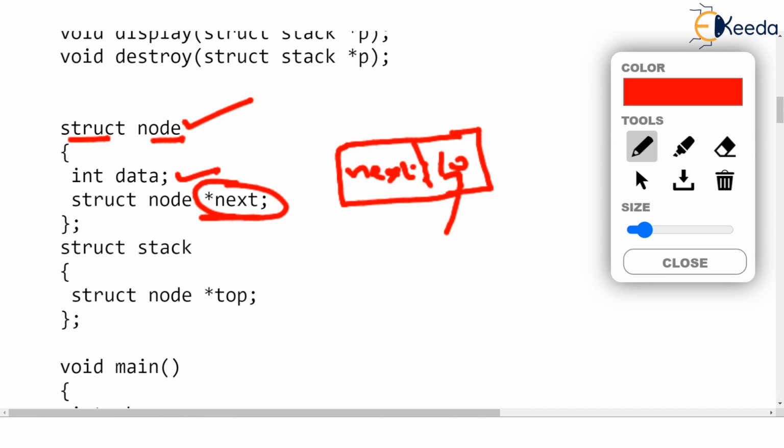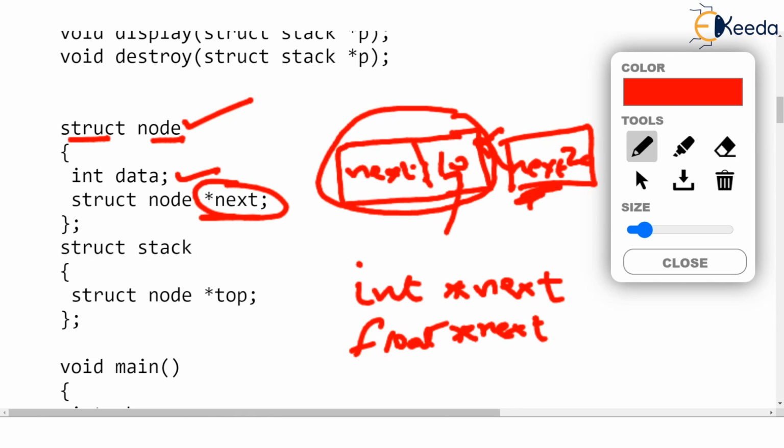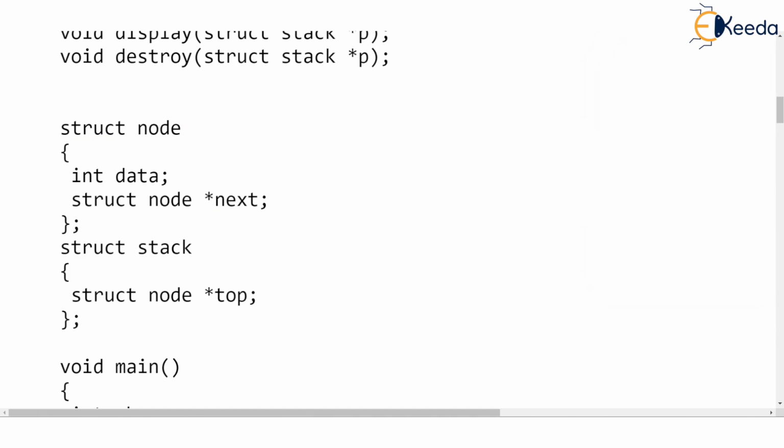Is it an int pointer? No, it isn't an int pointer. Please try to understand. This next cannot be an int pointer. This next cannot be a float pointer. Because if you narrate a statement in English, it will be so easy. If you have a node which stores data and next pointer, then what is this next pointer pointing to? This next pointer points to the next node. Every next pointer in fact points to the next node, isn't it? Come again. Where is the next pointer pointing? Next pointer is pointing to another node.